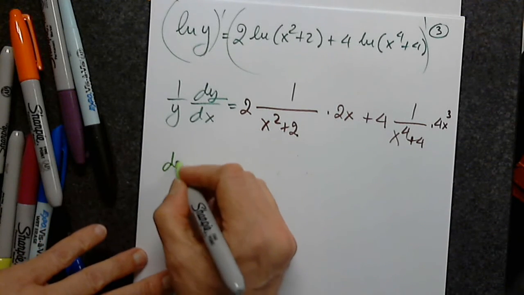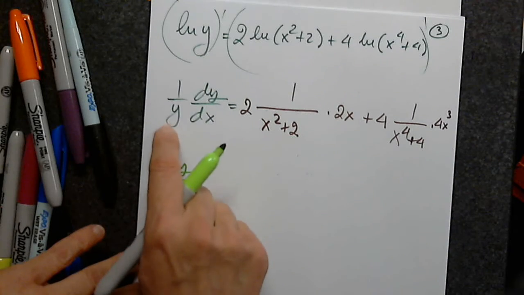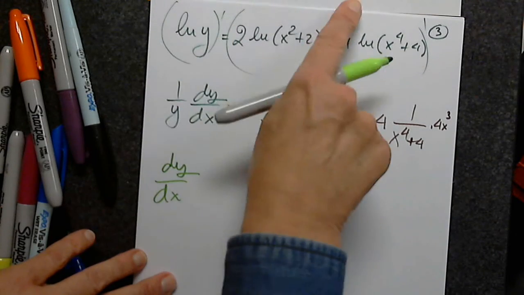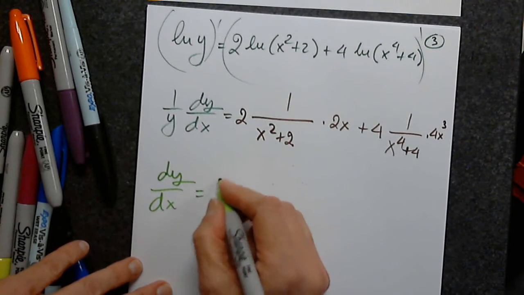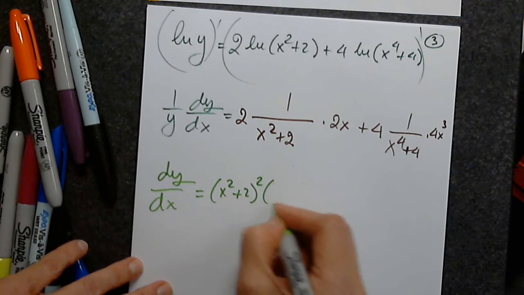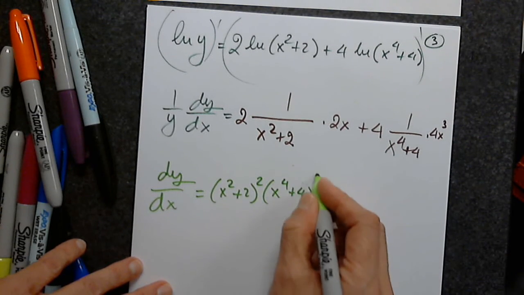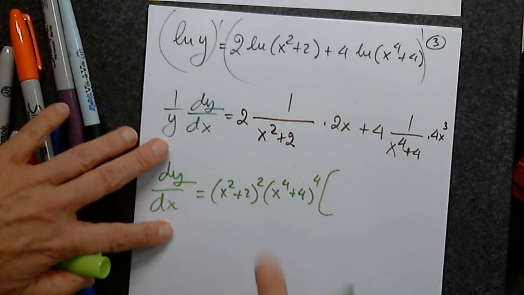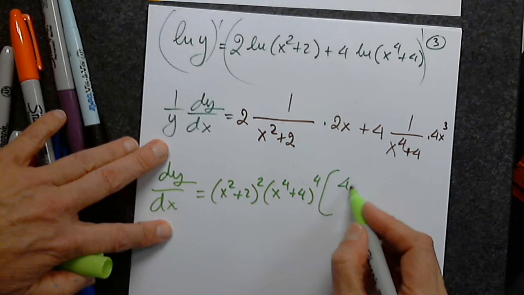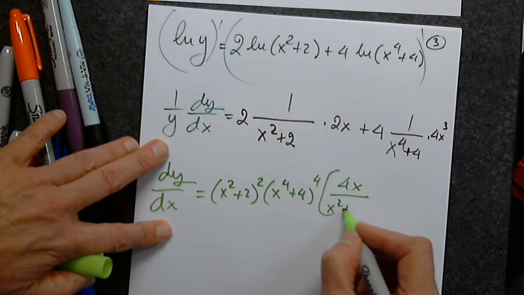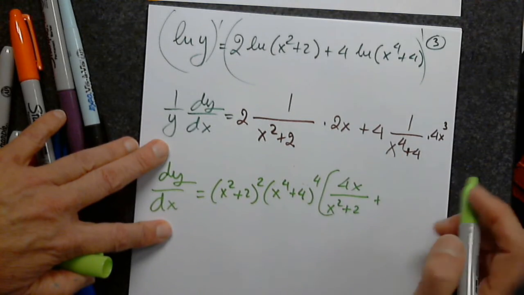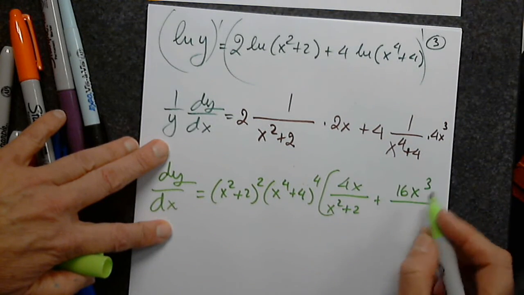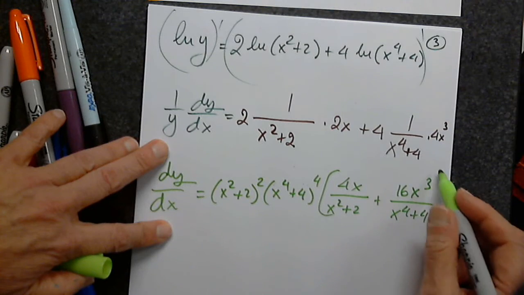So then I have dy over dx. I will have to multiply both sides by y, which is all this. So x squared plus 2 squared, x to the fourth plus 4 to the fourth. And let's see what we have. 2 times 2x is 4x over x squared plus 2. And plus 4 times 4, 16x to the third over x to the fourth plus 4.